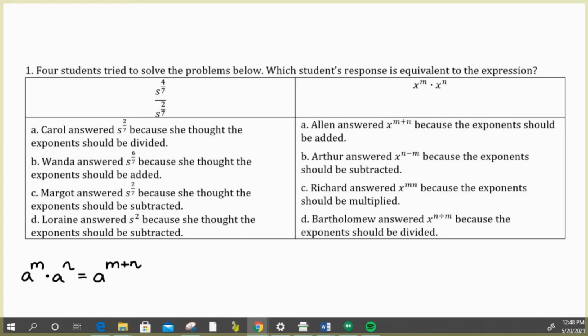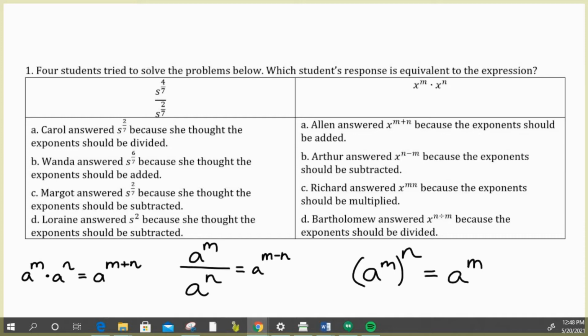When we divide, so if we have A^M divided by A^N, we're going to subtract our exponents. And finally, our third rule is if we have A^M and then we raise that to the N power. So if we have a power to a power, we are going to multiply our exponents. So let's look at these two examples that they gave us.